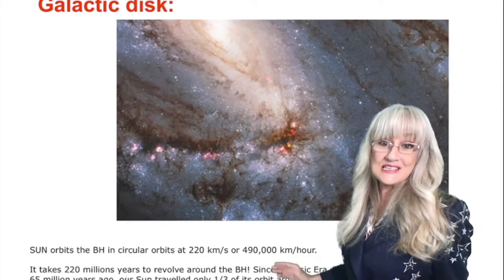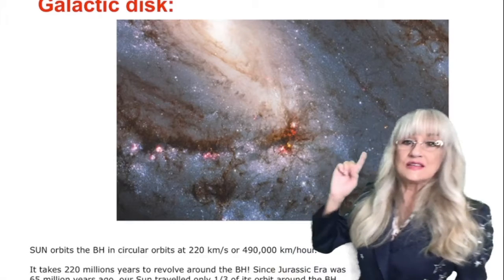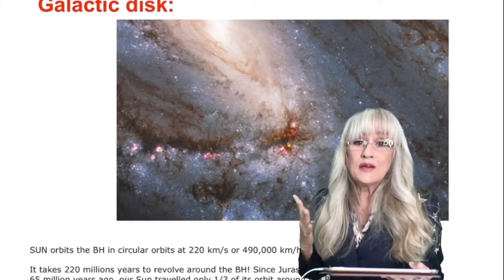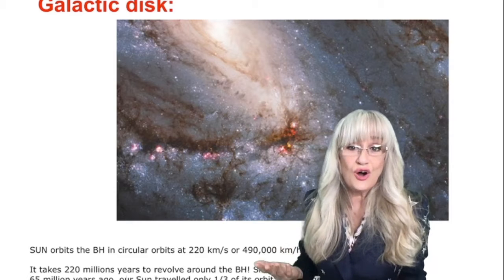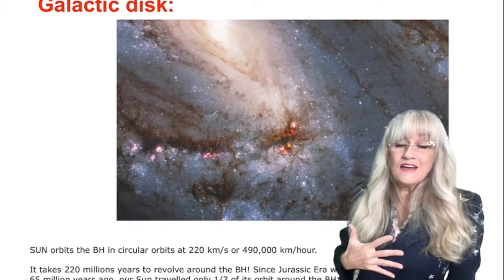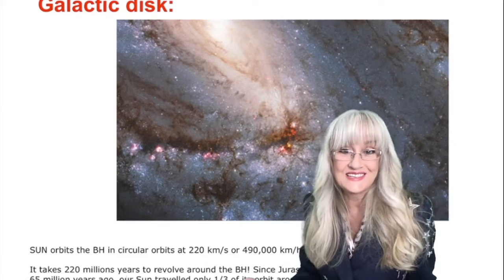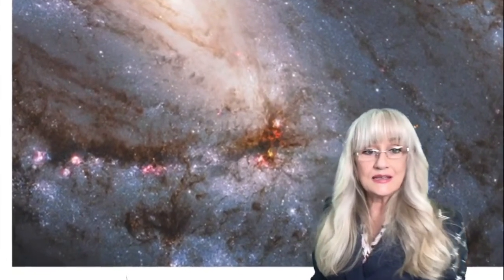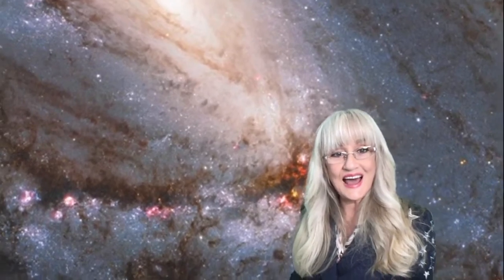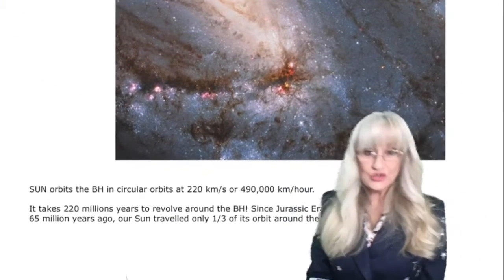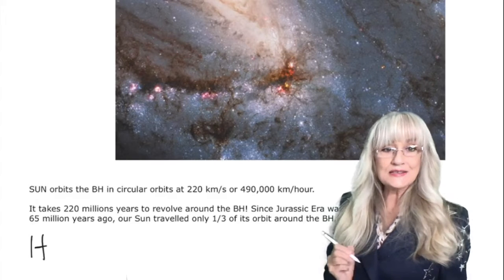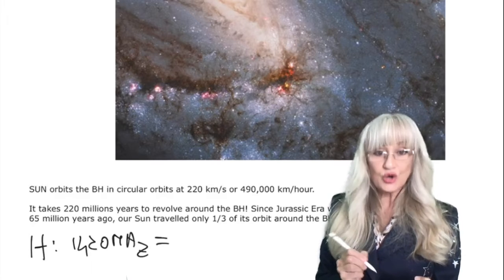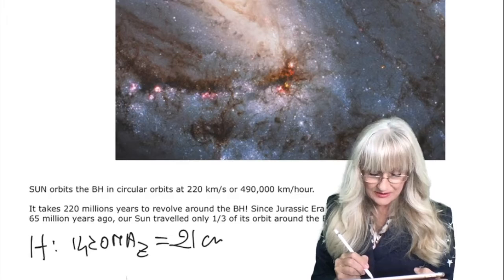Now think about it: since the Jurassic era was 65 million years ago, it means that we only went around the black hole for a third of its orbit, and humankind has been alive for even less time. Truly spectacular. So how do we know that on the galactic disk we have all this hydrogen gas cloud? Well, it's very simple, because hydrogen sings a song at 1420 megahertz, which corresponds to a wavelength of 21 centimeters.